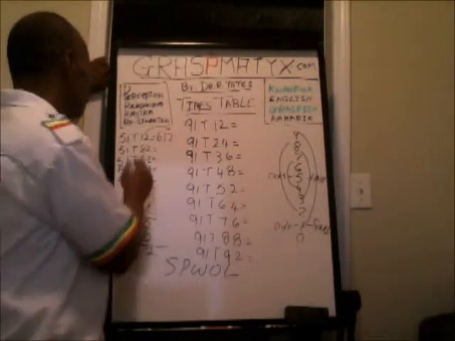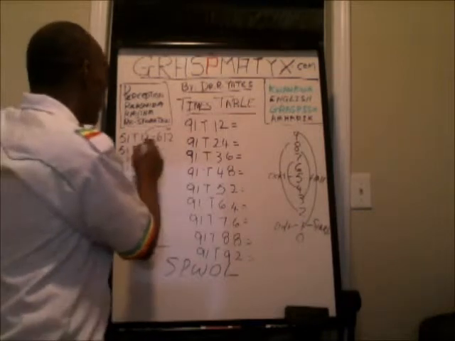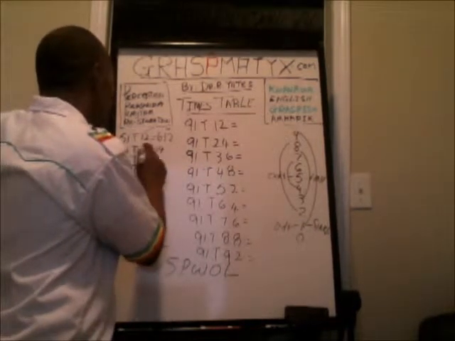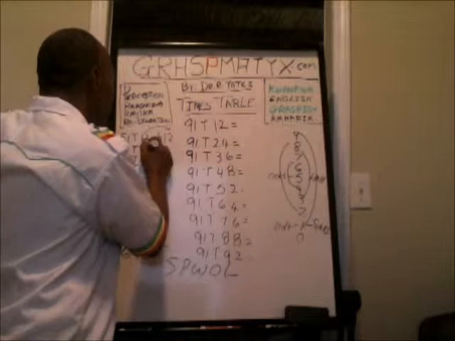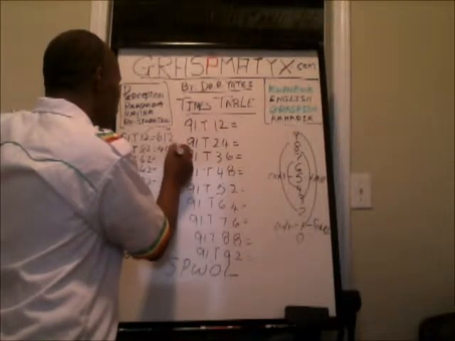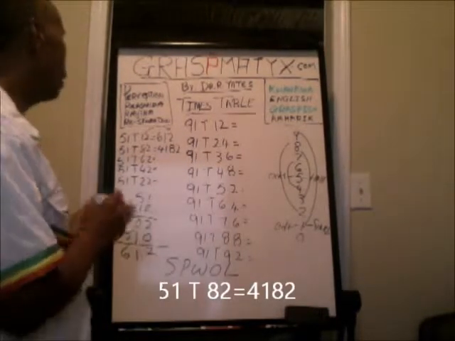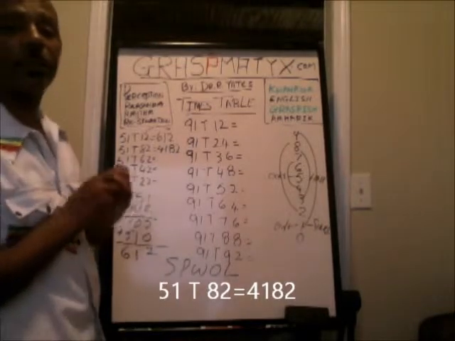5, 1 times 8, 2. What is the half of 8, 2? Well, the half of 8 is 4. The half of 2 is 1. And I bring over the 8, 2. I put it there, and that's my answer. That's simple. You see how simple that is?